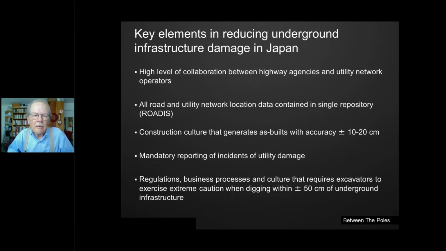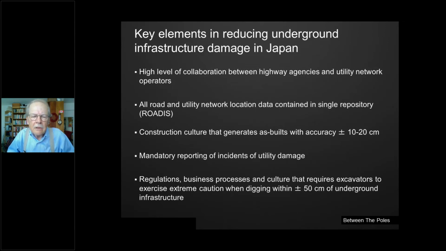First of all, there's a high level of collaboration between highway agencies and utility network operators. This is a little bit of Japan Inc. And you know, Japan has a reputation for a lot of collaboration between industry and other organizations, including government. There is a system in Tokyo and the major Japanese cities, I think 12 altogether, called RODIS, that brings all the underground information together with road networks.